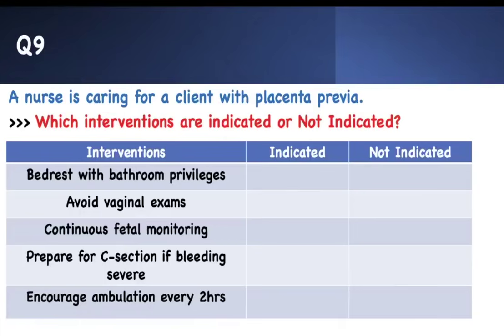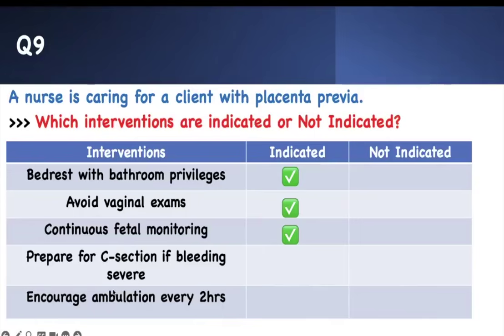questions. Number 9, we're talking about placenta previa. You know it. I give you the content. I'm preventing bleeding. Therefore, if you walk, you're going to bleed. Therefore, don't walk. This placenta is covering the cervical os. If I put my finger there, there's going to be bleeding. No. Therefore, I'm not going to do that. So avoid vaginal exams.